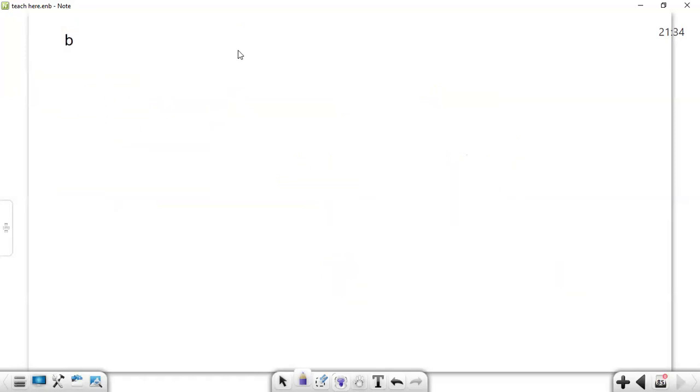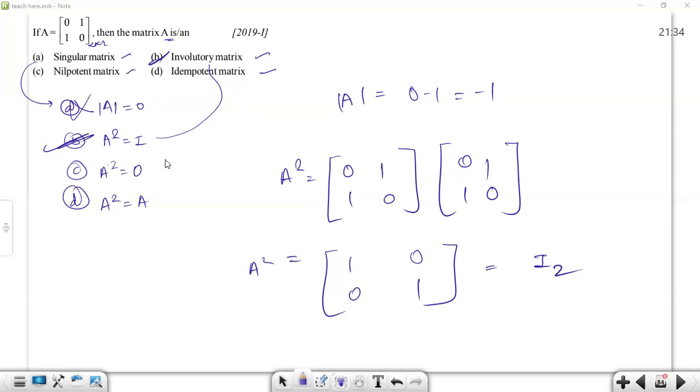Any doubts, anyone? No, sir. Please observe all the options, what the conditions are and how we have solved. How the multiplication happened: first row, first column for this element, first row, second column for this element. Now second row, first column, second row, second column.